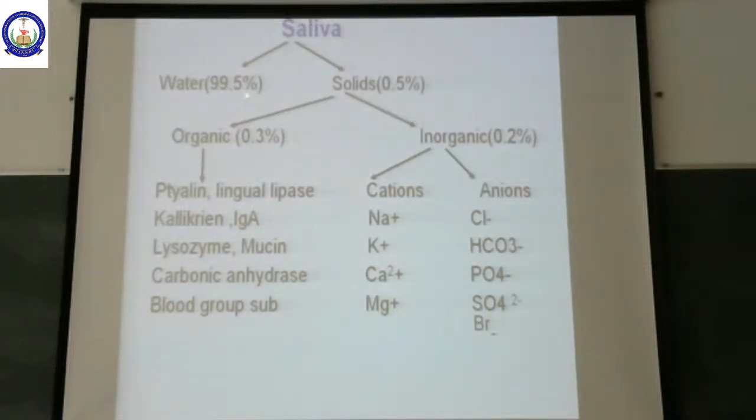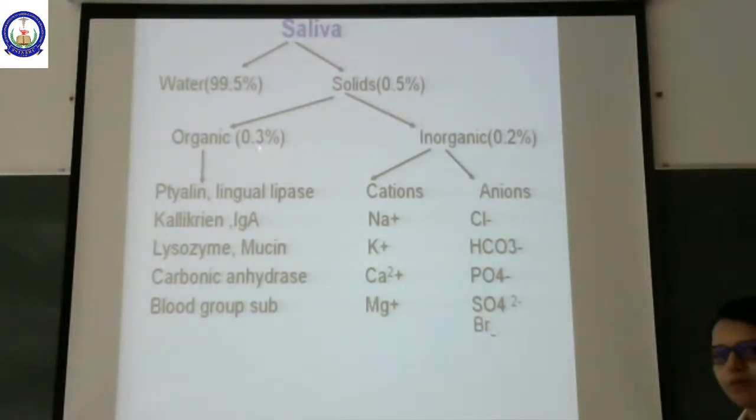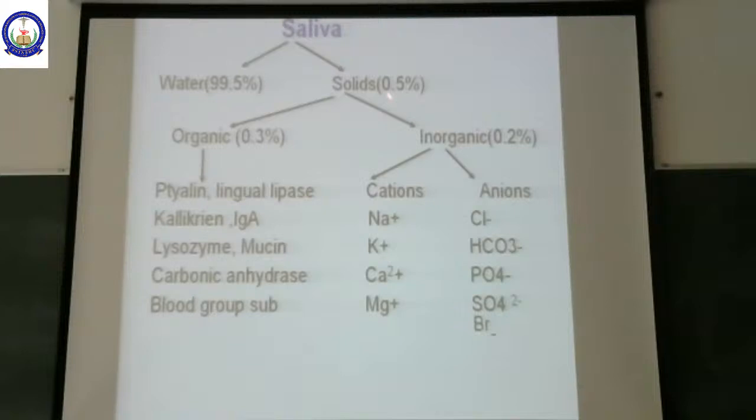So saliva is 99.5% mainly made up of water, and only 0.5% is made up of solids. You can write it down. Water is 99.5%, solids is 0.5%. In that 0.5% of solids, we have organic solids and inorganic solids. Organic is 0.3%. Inorganic is 0.2%.